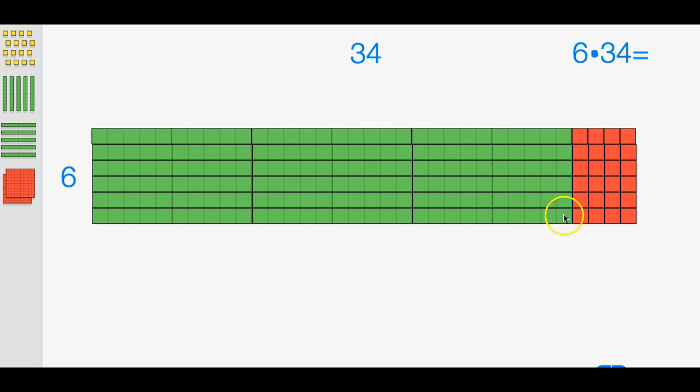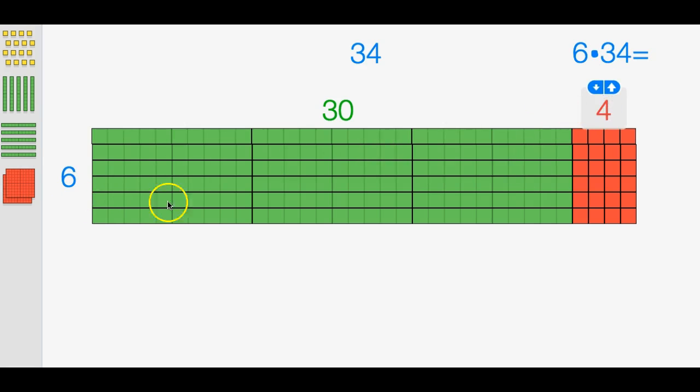And we can see easily, I've changed my color to red because it's easier to see. These green blocks represent the 30s, 10, 20, 30, 10, 20, 30. We have 6 groups of 30. We've decomposed our 30 and 4. So I have 6 groups of 30 here. So I'm going to go ahead and label this as 30. And this is my groups of 4. So I'll go ahead and label that as 4.